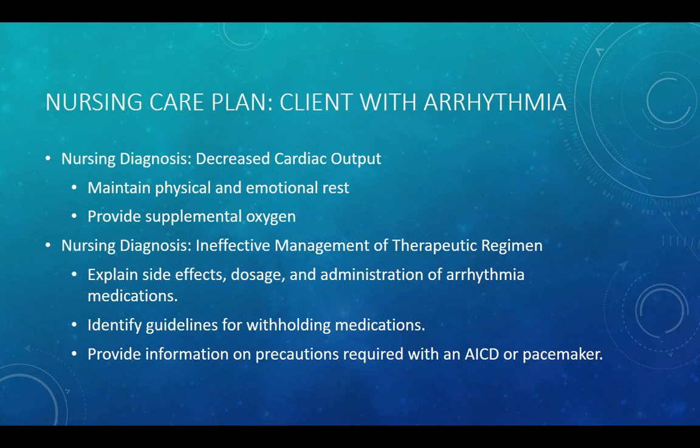Nursing care plan, client with arrhythmias. Nursing diagnosis: decreased cardiac output. Maintain physical and emotional rest, provide supplemental oxygen. Nursing diagnosis: ineffective management of therapeutic regime. Identifies the guidelines for withholding medication, provide information on precautions required with an AICD or pacemaker.